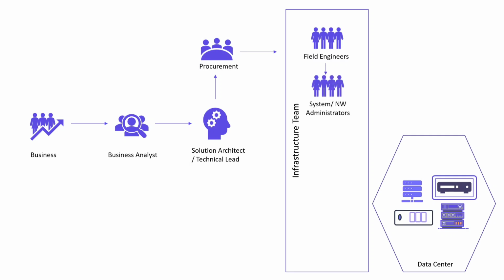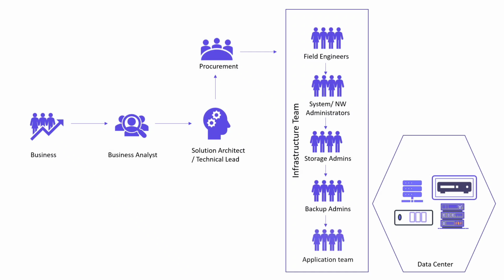The system administrators perform initial configurations, and the network administrators make the systems available on the network. The storage admins assign storage to the servers, and the backup admins configure backups. And finally, once the systems have been set up as per the standards, they can then be handed over to the application teams to deploy their applications.